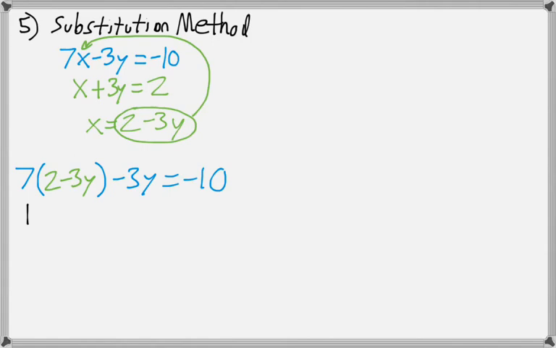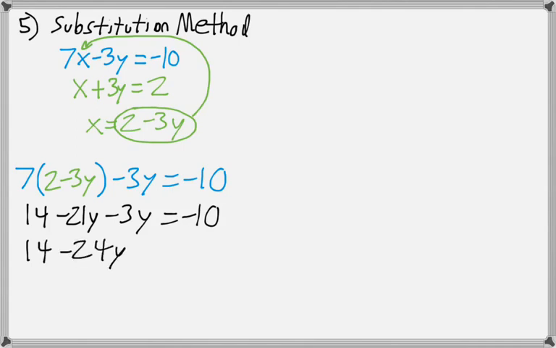So if I distribute, I have 14 minus 21y minus 3y is equal to negative 10. Let's continue to combine like terms. And if I move the 14 to the other side, then if I divide both sides by negative 24, I get y is equal to 1. Okay, so we have the y coordinate of our point.